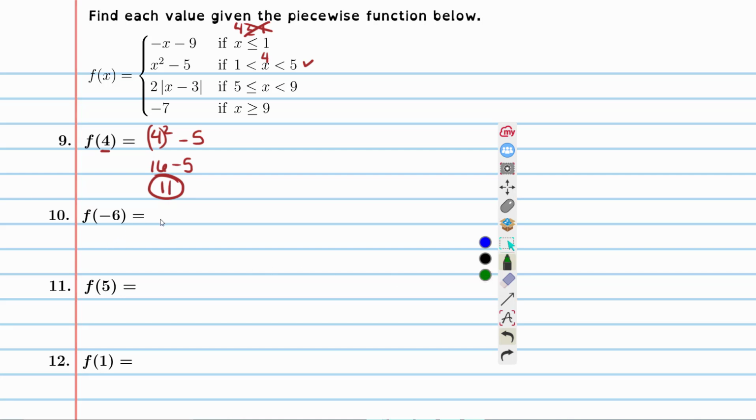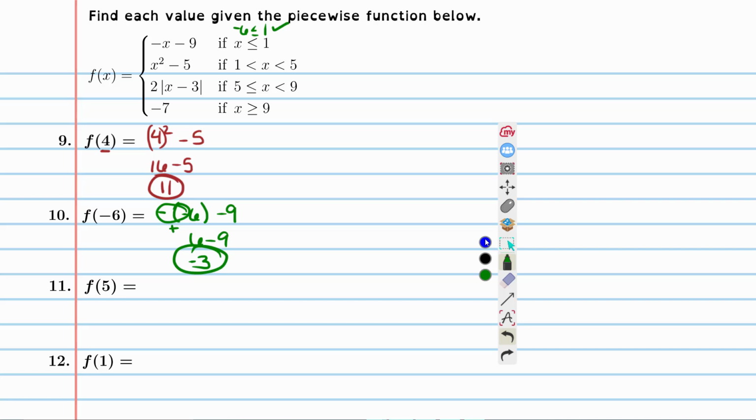So let's go to the next one. -6. Is -6 less than or equal to 1? Yes. So I'm going to use that one. So -(-6) minus 9. This becomes a positive. So 6 minus 9 is -3. That's the answer.